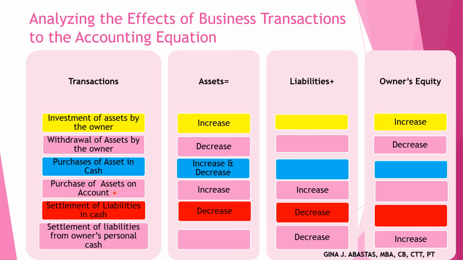Next is purchase of assets on account. When you say on account, it's on credit. Okay, so it increases your assets and also increases your liabilities. The settlement of liabilities in cash, so decrease in assets and decrease in liabilities. So if you pay cash, the cash decreased, so your assets decrease, and also your liabilities since you settle your liabilities. Settlement of liabilities from owner's personal cash. So liabilities decrease and it increases your owner's equity.